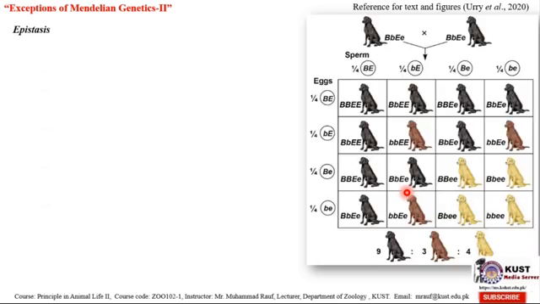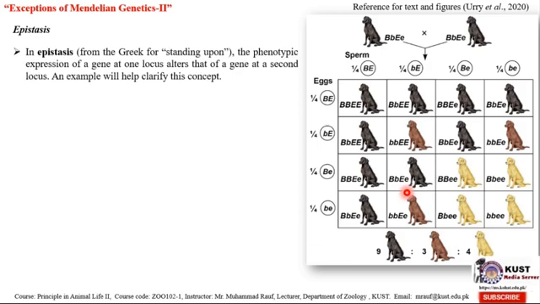Now we discuss epistasis, which is derived from a Greek word meaning standing upon. It refers to the fact that in this phenomenon, a gene at one locus controls the expression of another gene at a different locus. The phenotypic expression of a gene at one locus alters that of a gene at a second locus. Now we will discuss one of the examples where you will see this phenomenon.